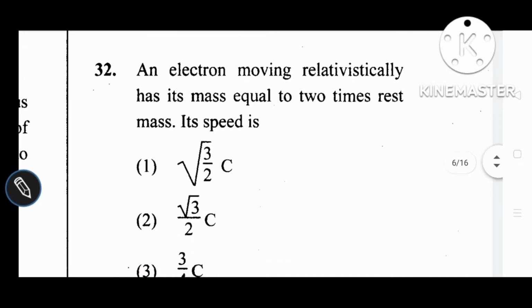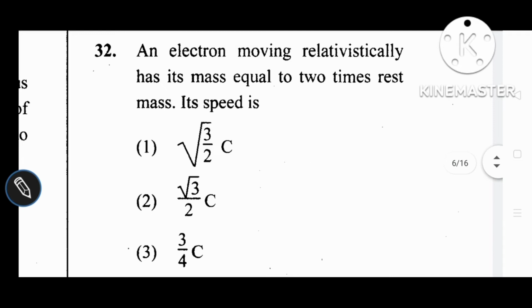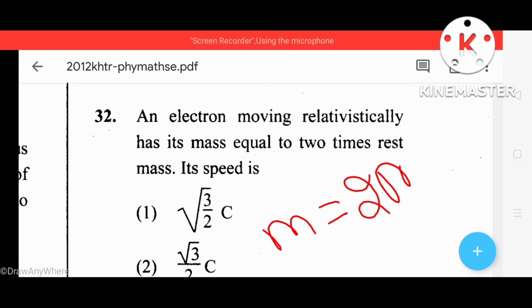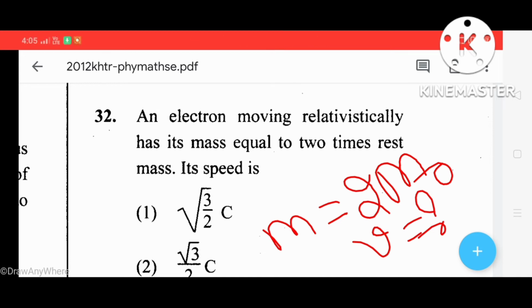Question number 32. An electron moving relativistically has its mass equal to 2 times the rest mass. Its speed is, we have to calculate the value of v here. Speed we denote by v. So its mass is equal to 2 times the rest mass, that is, mass m is equal to 2 times m naught, where the rest mass is denoted by m naught. Then we have to calculate the value of speed, that is v, here.